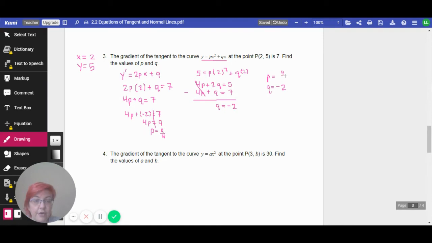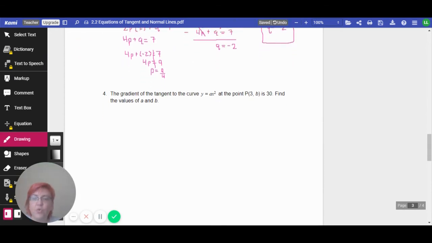9 over 4. Now, a great way to check your work here is to grab your calculator and do your equation of the curve right here. So P is 9/4 times x, which is 2 squared, plus Q, which is negative 2, times x, which is 2. And the answer you get is 5. So it works. And there are our values of P and Q.